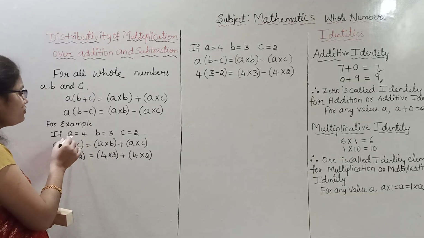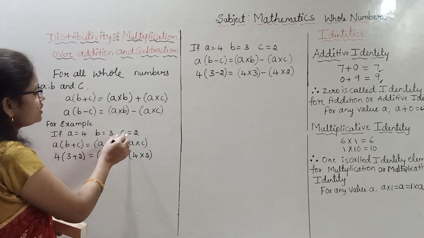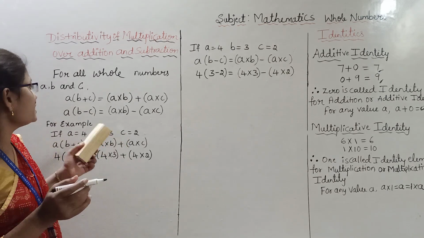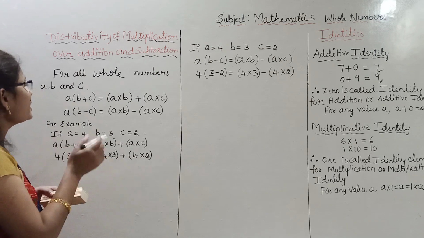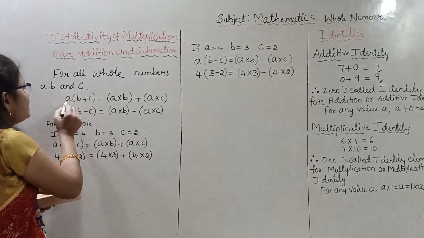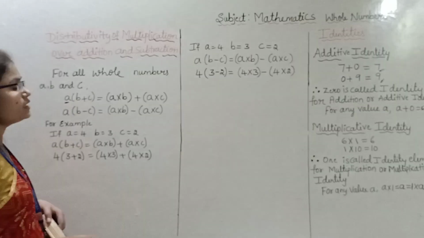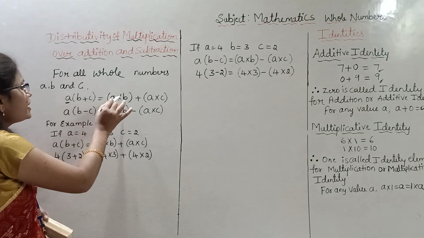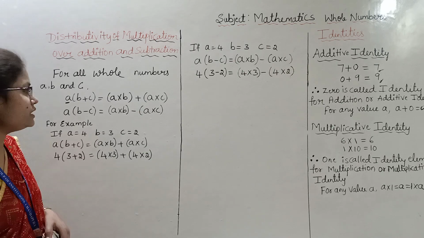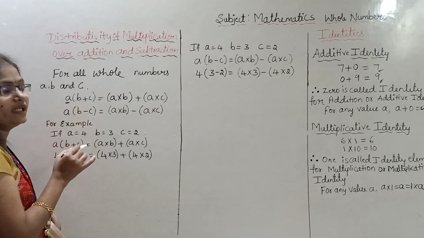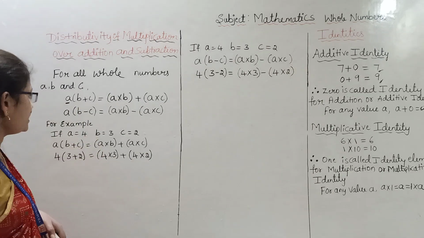For example, if a is equal to 4, b is equal to 3, c is equal to 2. You can see here, distributivity means a into (b plus c): we have to multiply a with b and also with c. Then a into b plus a into c, and a into b minus a into c.